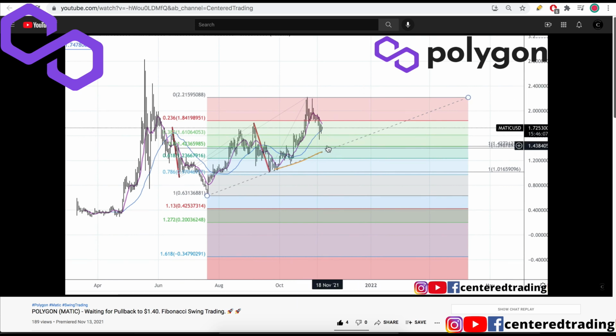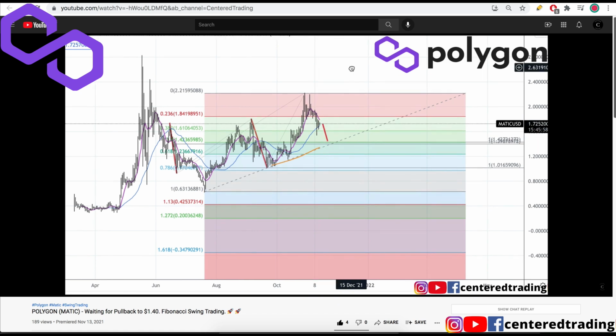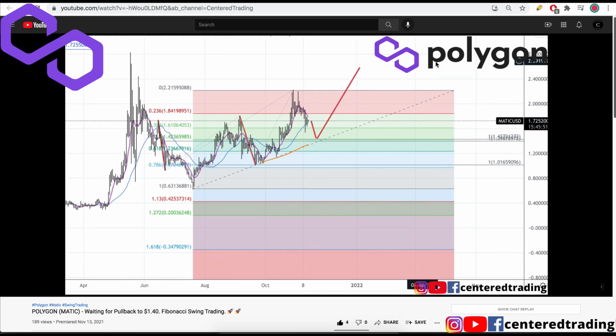This is what we call stalking a potential support area. I'm looking for price to continue to sell off into this three-price relationship. From here, I like to see a price can bounce from here on a 15-minute time frame.